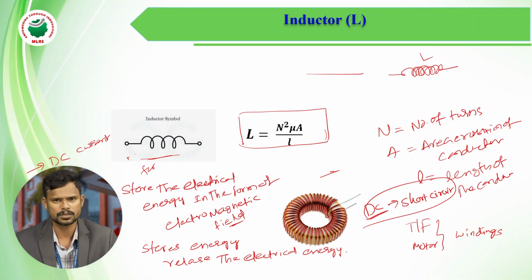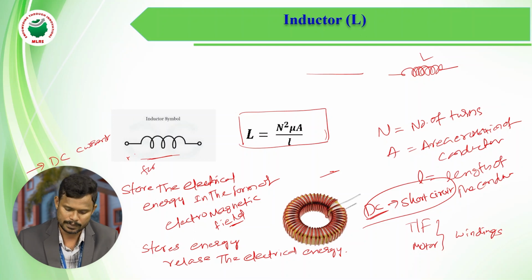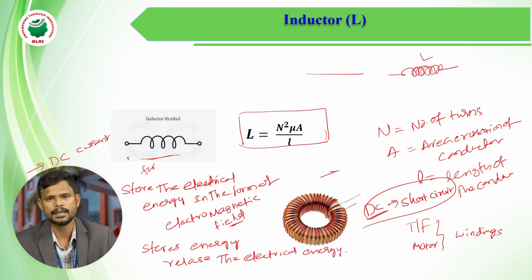So, also, first point is inductor stores the electrical energy in the form of electromagnetic field, and inductor does not allow the sudden change of current, and inductor stores the energy and inductor releases the energy. So that means inductor only allows the AC quantity. So these are the inductor properties.